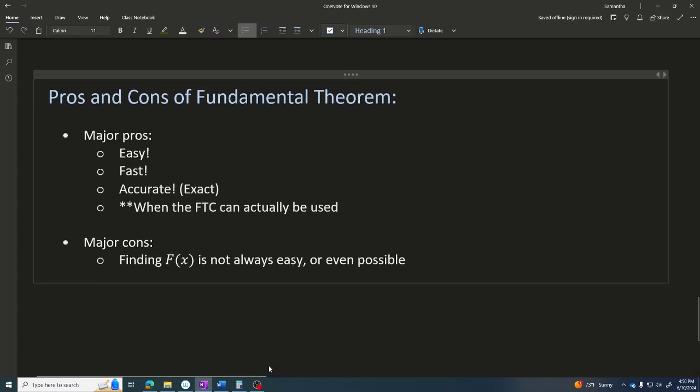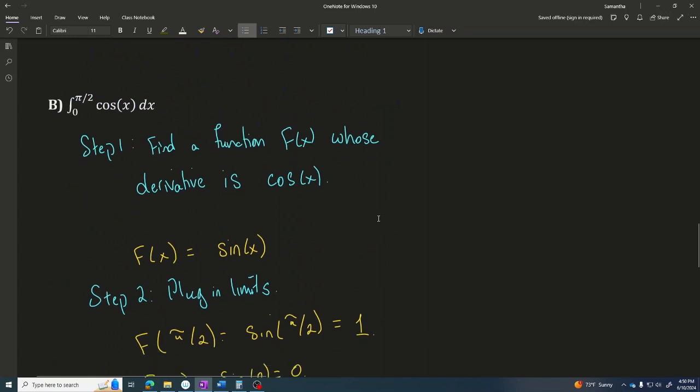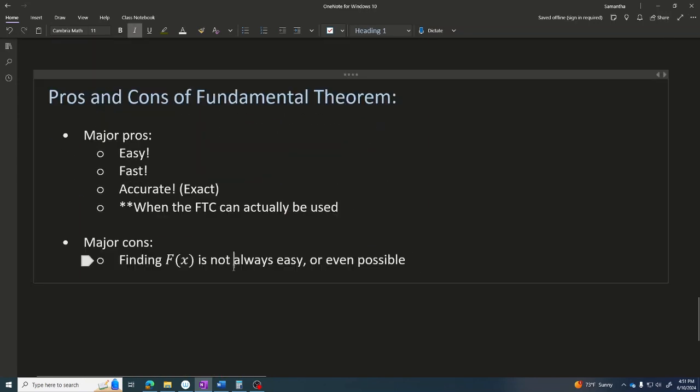The major drawback of the fundamental theorem, and the reason why we cannot use it every single time, is step number one of this process can be very, very difficult. Someone says find a function F of x whose derivative is this guy in the center. That's a very difficult process sometimes. It's not even always possible.